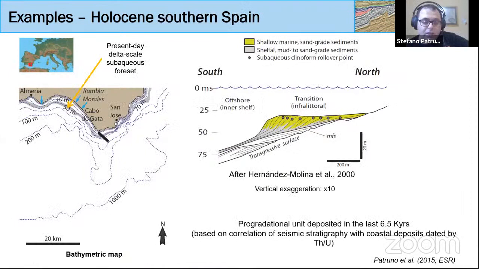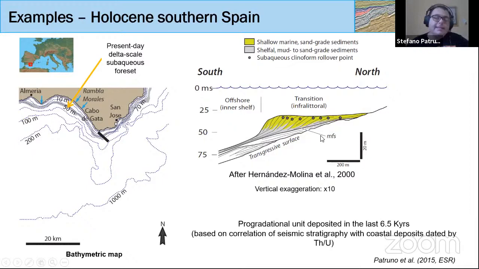And then the sandy delta-scale subaqueous clinoform. Again, our example from southern Iberia. You could say, well, perhaps this is the Pleistocene shoreline during the Ice Age, and it's been drowned, and that's what we look at. However, they've done analysis in terms of seismic stratigraphy and also isotopic analysis, proving that this is a sand body that is actively growing presently, and that it's been deposited starting from 6,500 years ago.